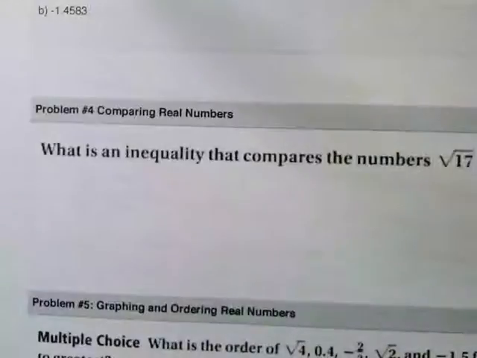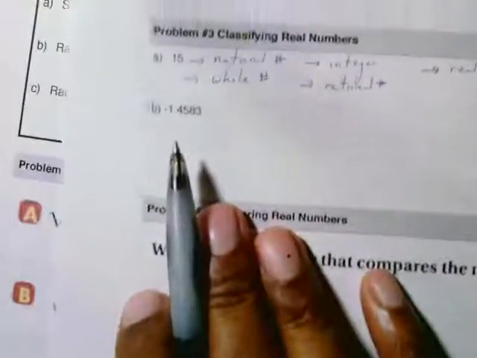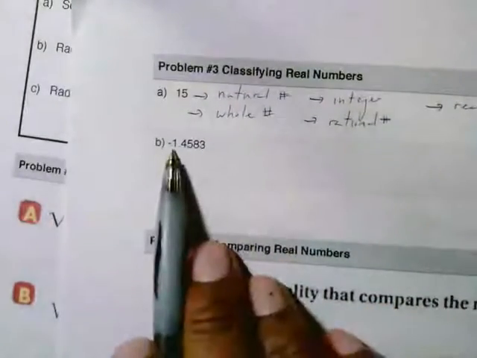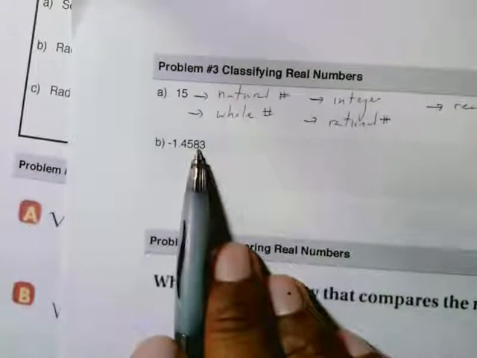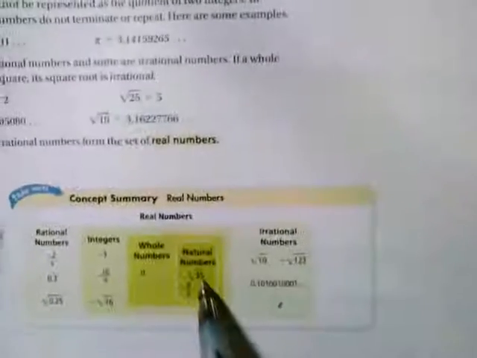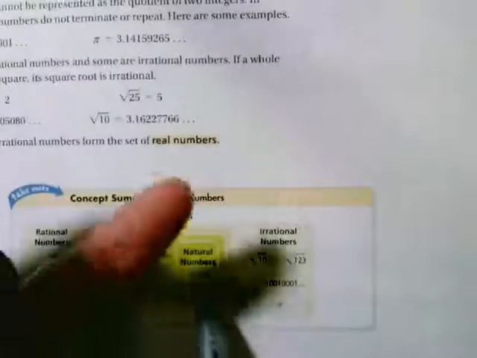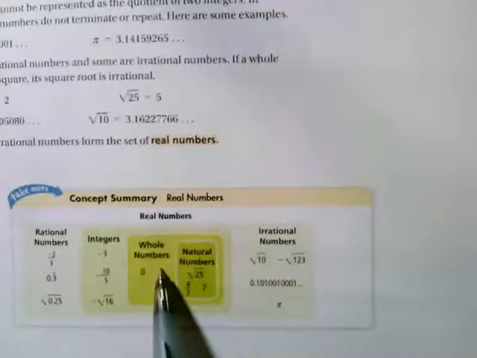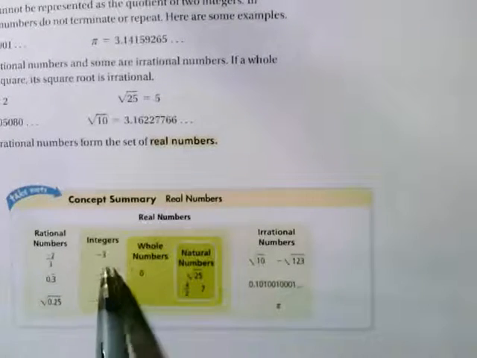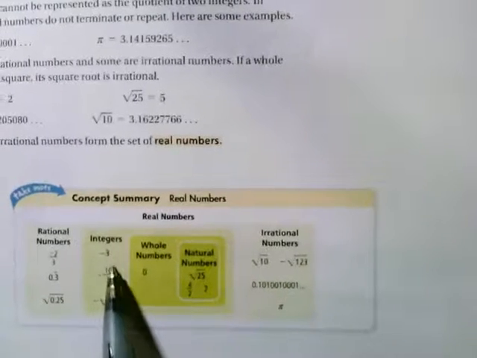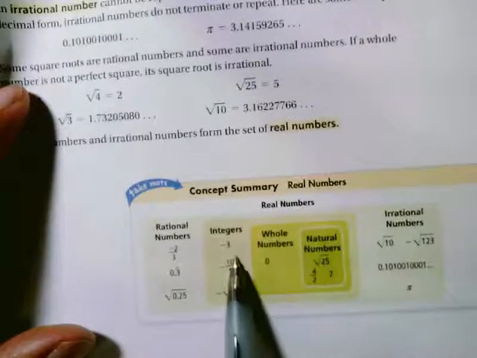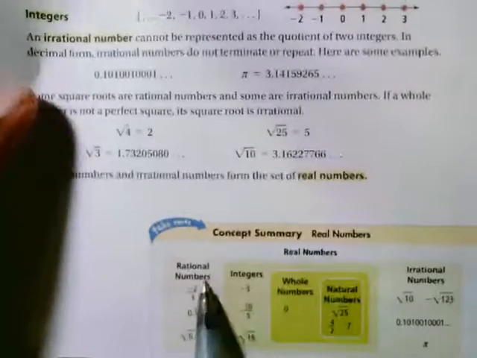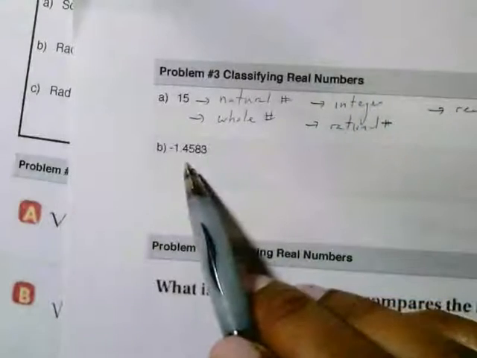Alright. Next one. This one's a little bit more challenging. This one has a negative number and has all these decimals. So right off the back, it's not a natural number, right? It's not an easy counting number. It's not a whole number, right? Well, an integer, it is negative, but integers are negative and positive whole numbers, so it's already not these three. Now, the number does end.